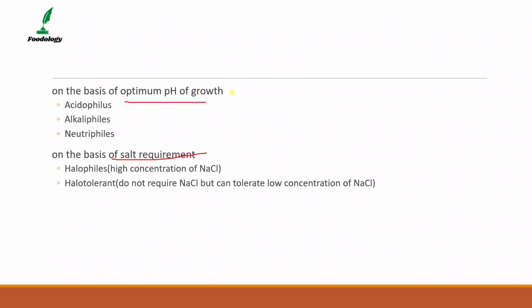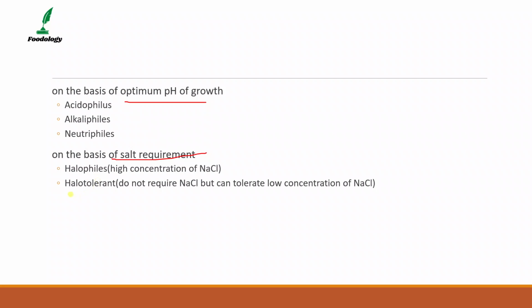Then you have optimum pH for growth. We have acidophiles, alkalophiles, then we have neutrophiles. Acidophiles, here these microorganisms or bacteria grow when they have acidic pH. Self-explanatory in terms of name. Then we have alkalophiles. These are the ones which grow in an alkaline pH, or a pH which is greater than 7. Then we have neutrophiles which grow at a neutral pH.